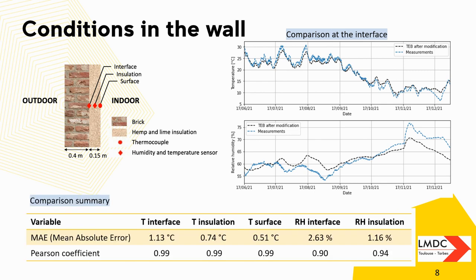Here we have a summary table with the results for all the variables studied. The mean absolute error is always about 1 degree for temperature and lower than 3% for relative humidity. And the correlation coefficient is always greater than 0.9, which highlights a good correlation between measurement and simulation. Therefore, this new version of TEB seems to be suitable for the simulation of historical walls.